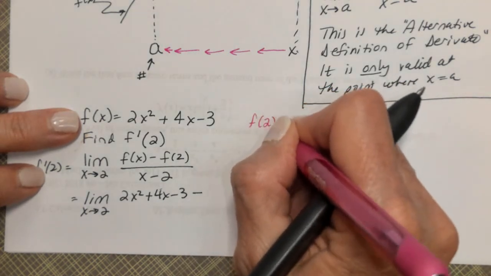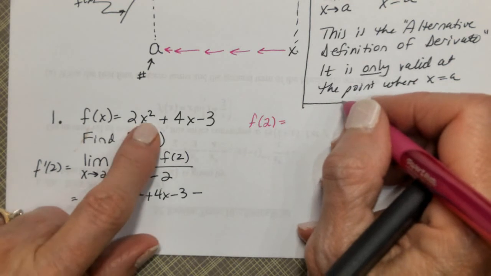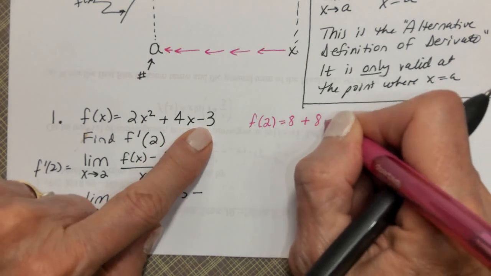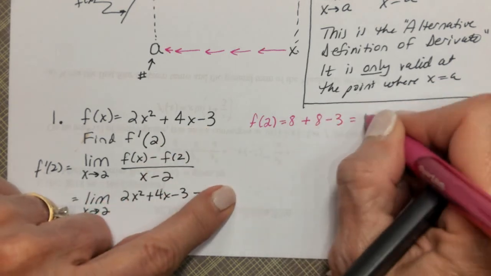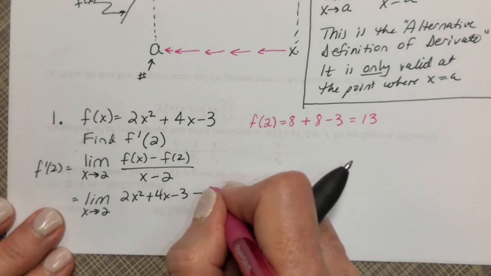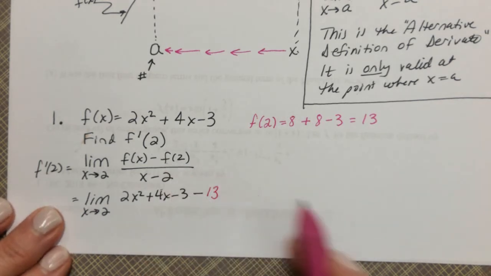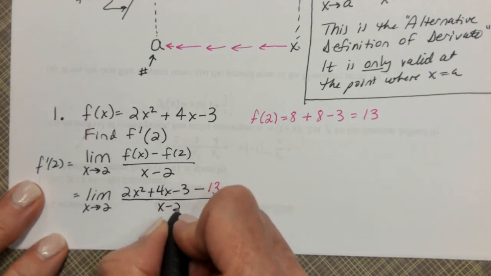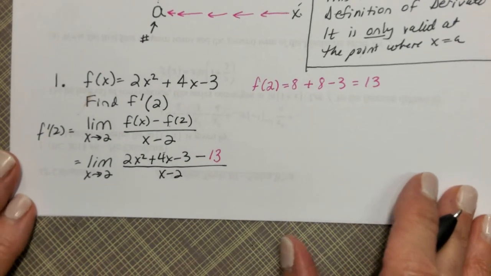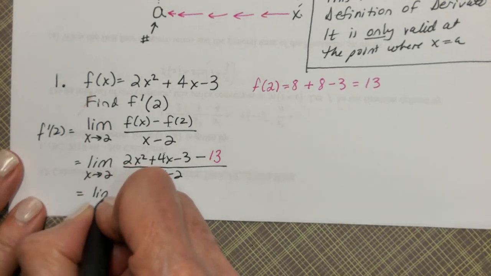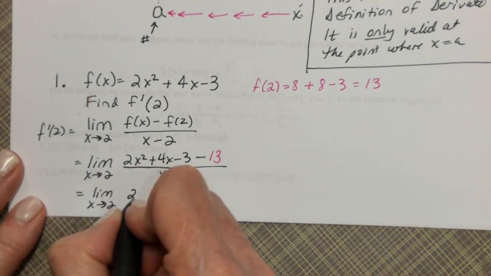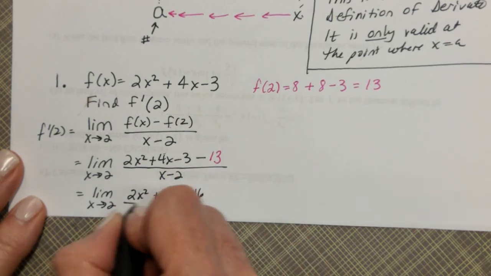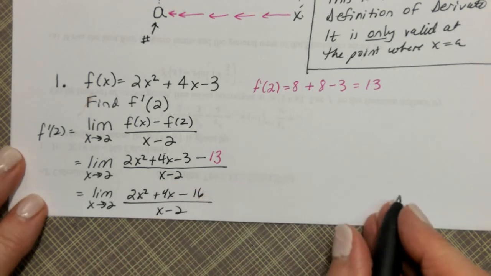Little scratch work to find f of 2. F of 2 is 2 times 4 plus 4 times 2 minus 3. 16 minus 3 is 13. So I will put that 13 there because that is f of 2, all divided by x minus 2. This is the limit as x approaches 2 of 2x squared plus 4x minus 16 all over x minus 2.